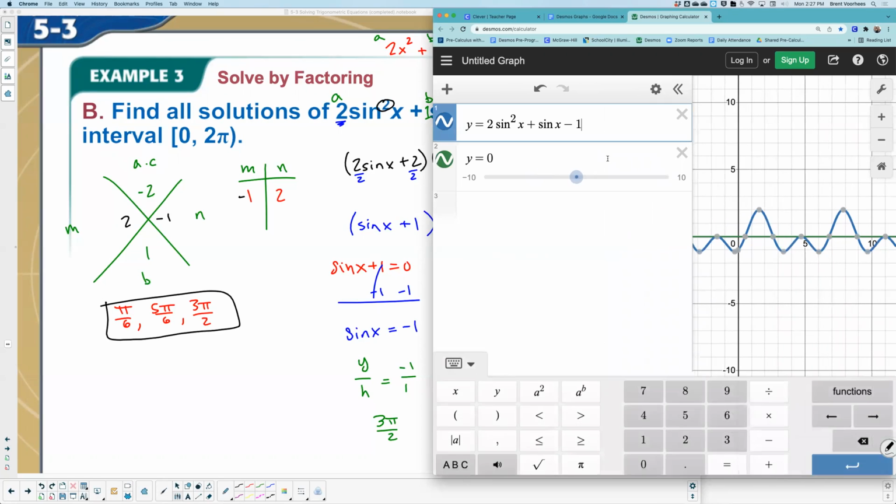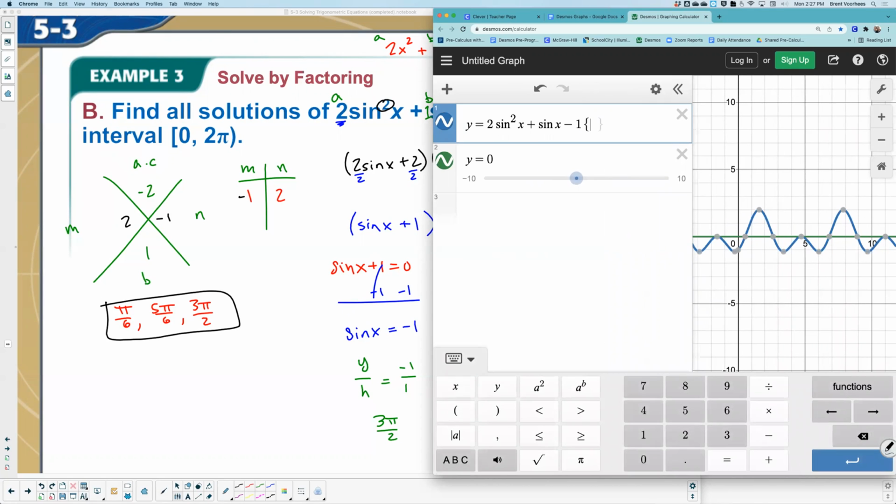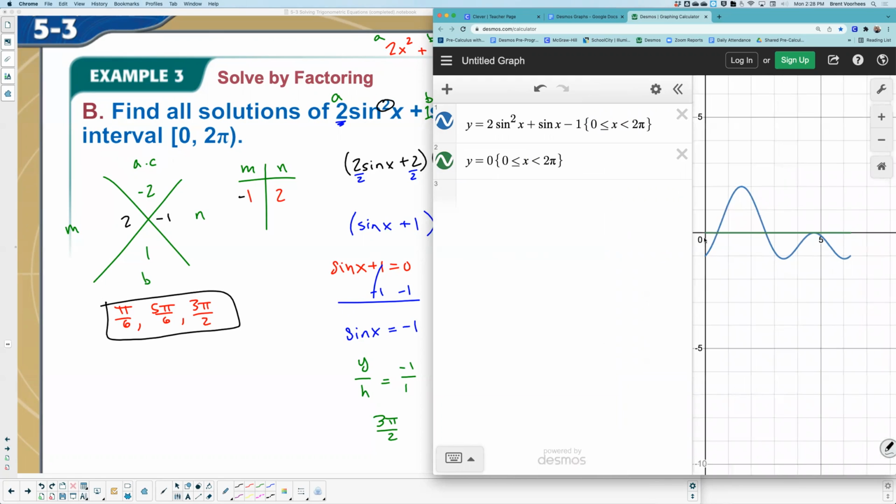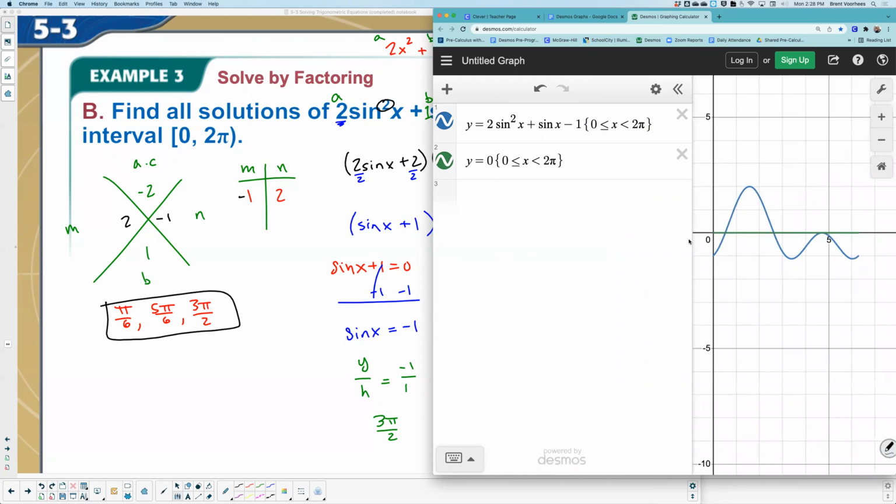which if you want to know how to restrict the graph, you can use these little squigglies like this. I can do 0 is less than or equal to x, which is less than 2 pi. I want to paste this on both of them. And notice I did not do the equals on 2 pi because it's a parenthesis. This would limit my graph, and you would find any intersection in that window right in here.